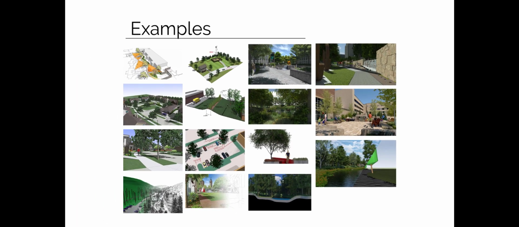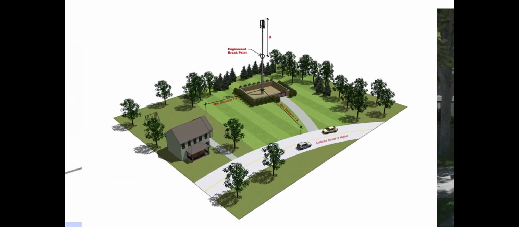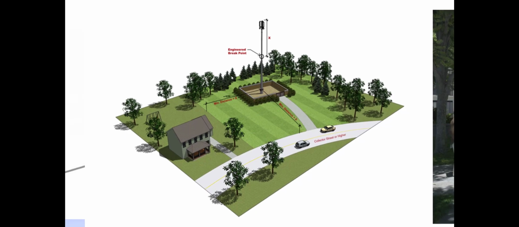And these are just some examples, which I'm not going to spend a lot of time running through, but you know, something like this that you can do a quick model in SketchUp and use as a diagram. This illustrated kind of the engineered breakpoint so that the cell tower doesn't land on somebody's house over here in a big storm.